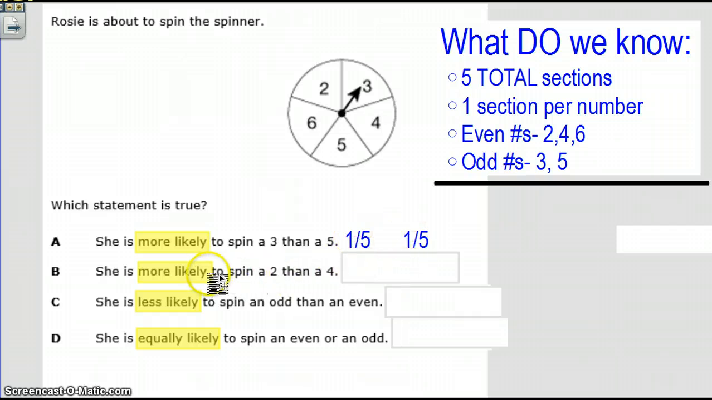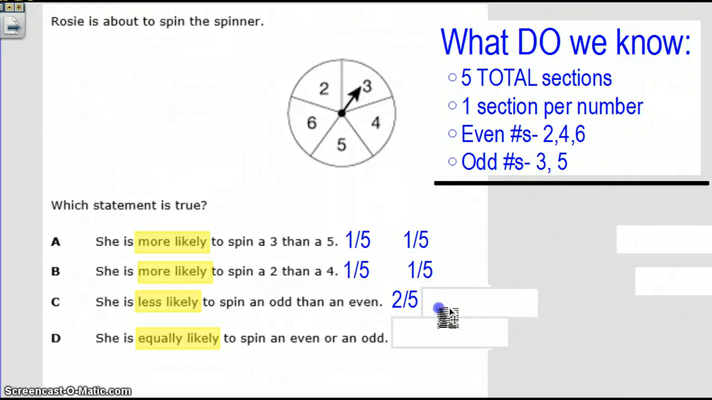That's no good. She is more likely to spin a 2 than a 4. Once again, a 2 is 1/5, a 4 is 1/5. Can't be more. She is less likely to spin an odd than an even. Well, how many numbers were odd? 3 and 5 are odd out of the 5 total. So that's 2 out of 5 are odd. And even, 2, 4, and 6 are evens. So 3 out of 5 are even. So is it less likely to spin an odd than an even? Is 2/5 less than 3/5? Yes, this one looks good.